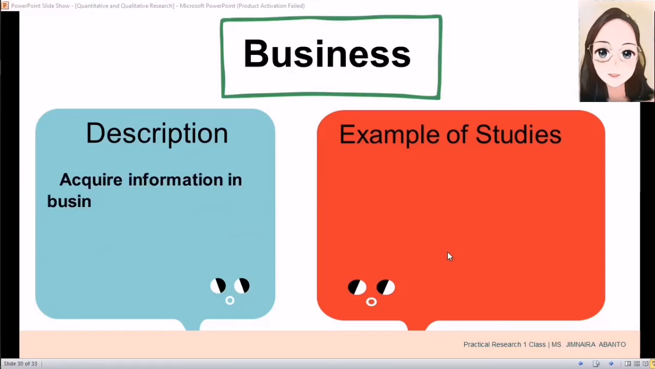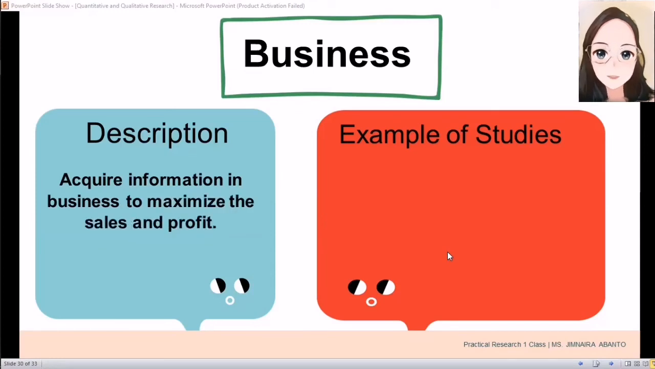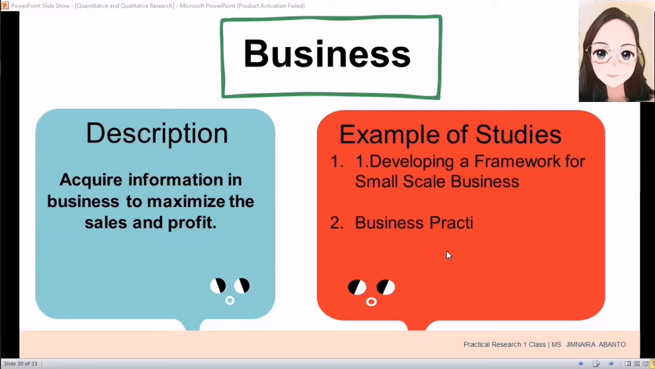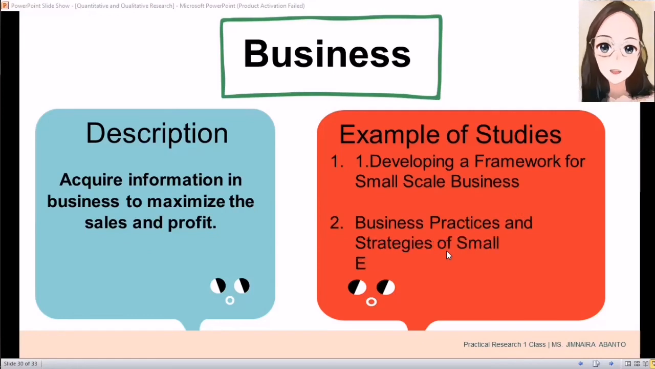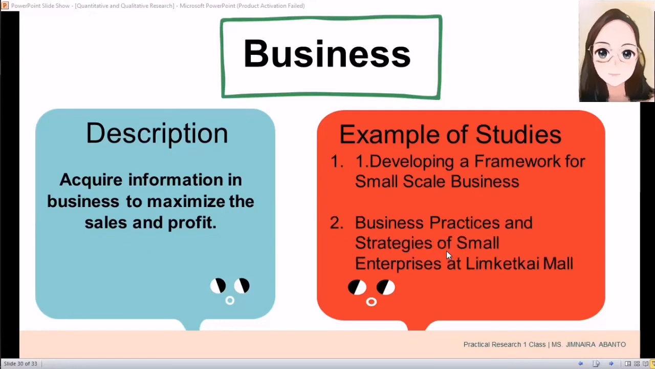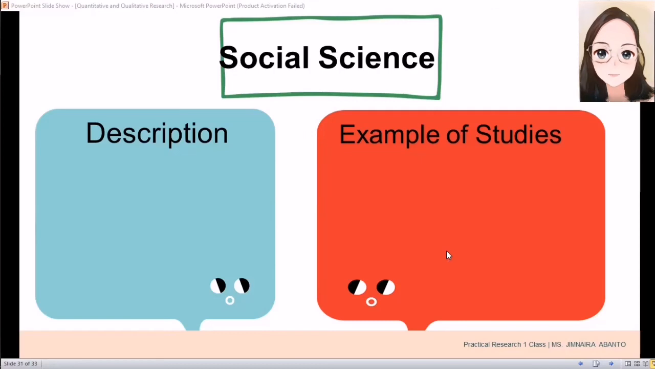Next is business research. It's a process of acquiring detailed information of all the areas of business and using such information in maximizing the sales and profit of the business. It helps business firms determine which product or service is most profitable or in demand. For example, studies on developing a framework for small-scale business practices and strategies of small enterprises. Next is social science.